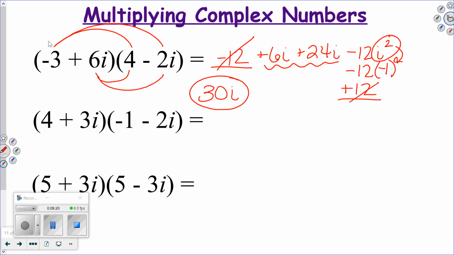So anytime you go through and distribute and you end up with an i squared in something, immediately take that i squared, replace it with a negative 1, and clean that up. So in other words, what's an i squared being a negative 1? What's it doing to anything it's attached to? It's switching the sign. Good.